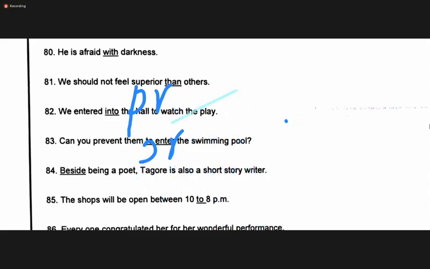Next one. Beside being a poet, Tagore is also a short story writer. Besides. Besides means in addition to. Beside means by the side of. So here the correct preposition is besides.